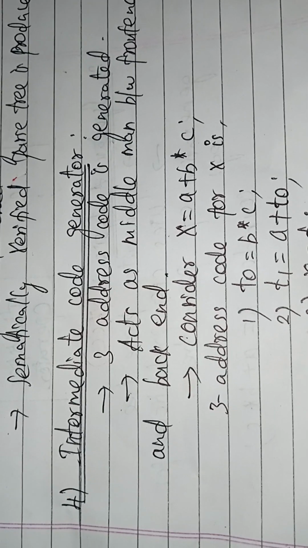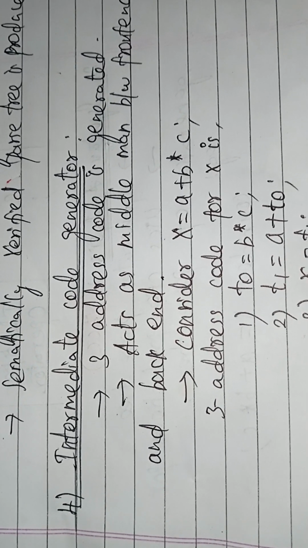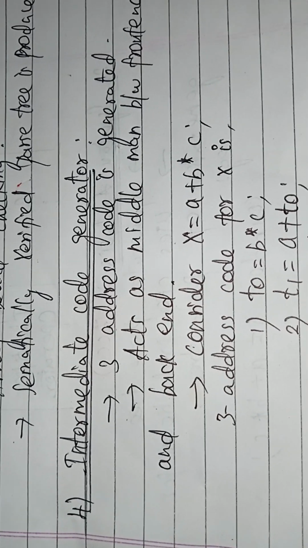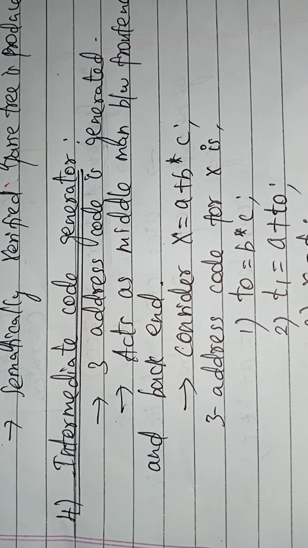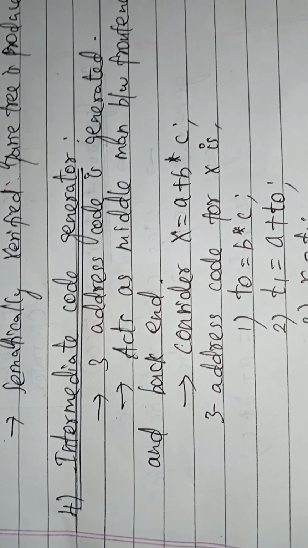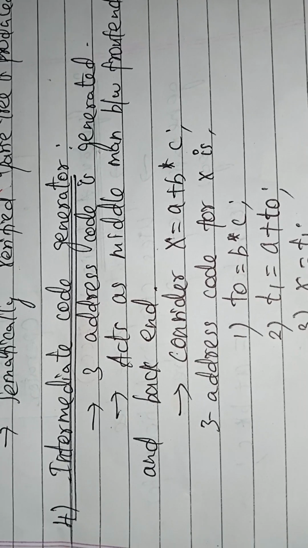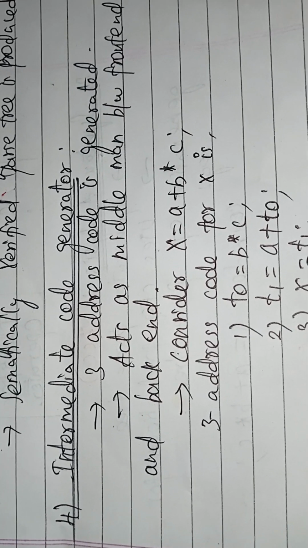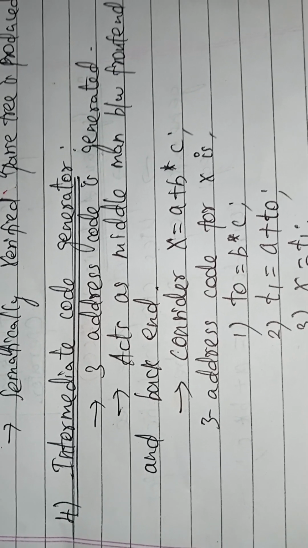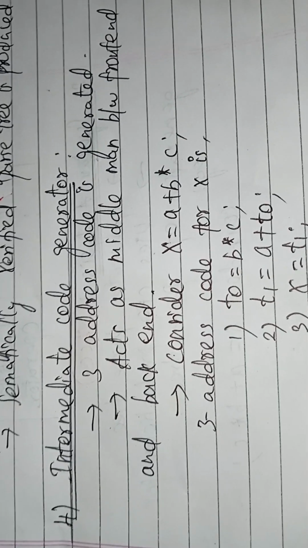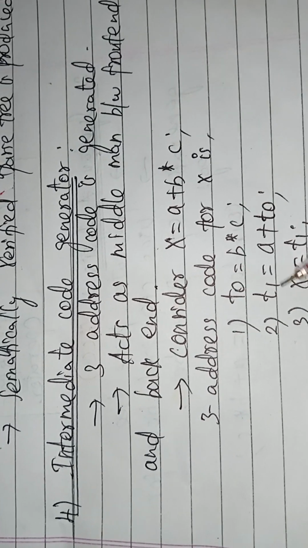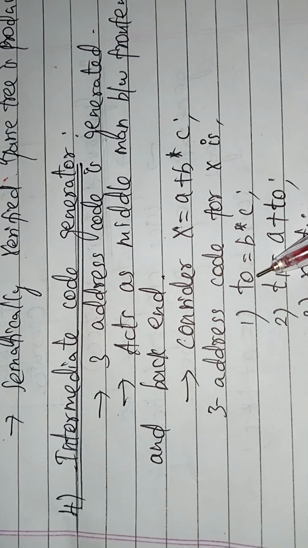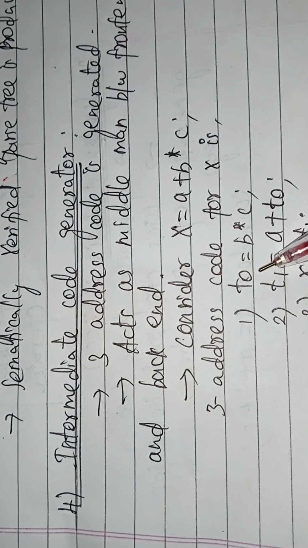So the intermediate code generator will generate a 3 address code. The 3 address code is a popular intermediate code. The intermediate code generator acts as a middleman between the front end and the back end. So let's consider the same expression, x is equal to a plus b star c. Here the 3 address code for this expression is as follows. First, t0 is equal to b star c, t1 is equal to a plus t0, and x is equal to t1.